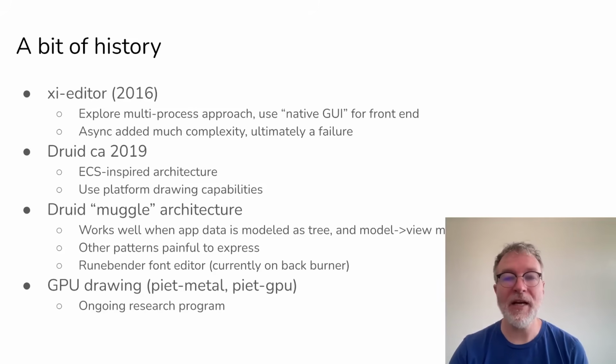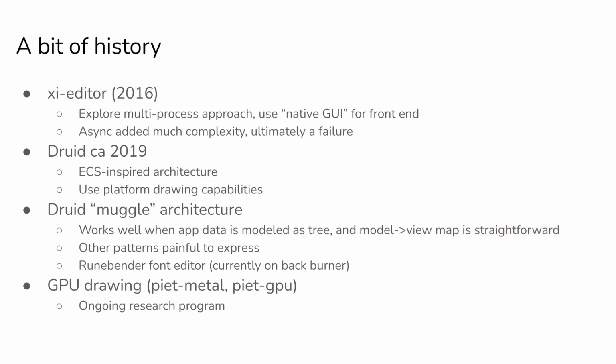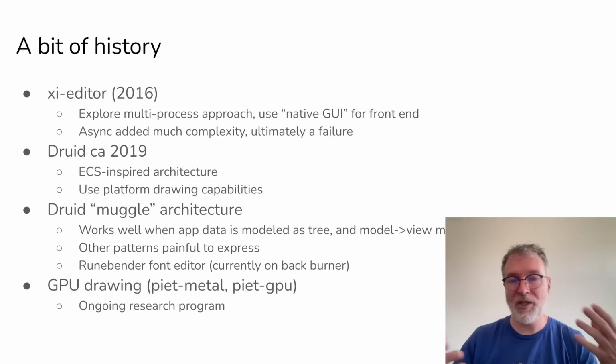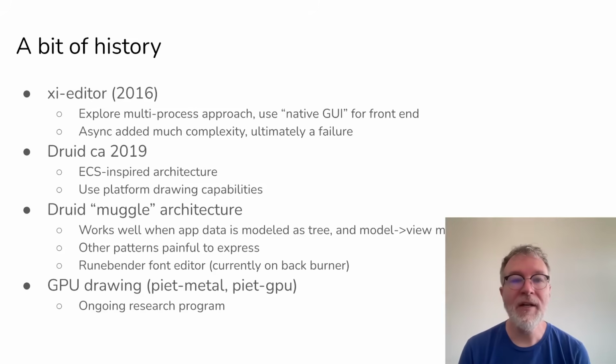So the next iteration of that was what's now known as the Muggle architecture, which is a mapping. I talked about this some in my blogs. It maps the application data as a tree into the views. And when that mapping is straightforward, when that's a really good model of what the app is doing, then you get really nice patterns. It's really nice to program. But if there are other patterns, especially if there's dynamic creation of tabs and other user interface elements, it gets pretty painful.